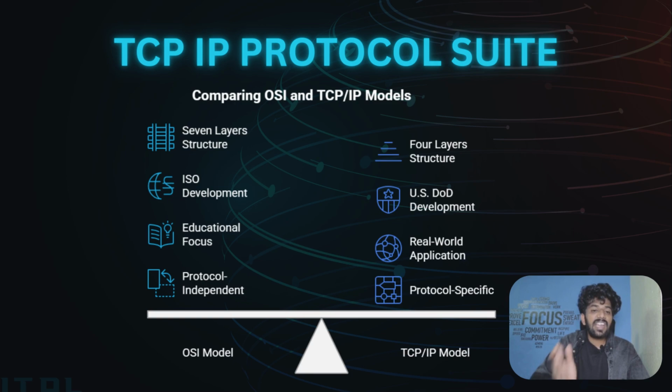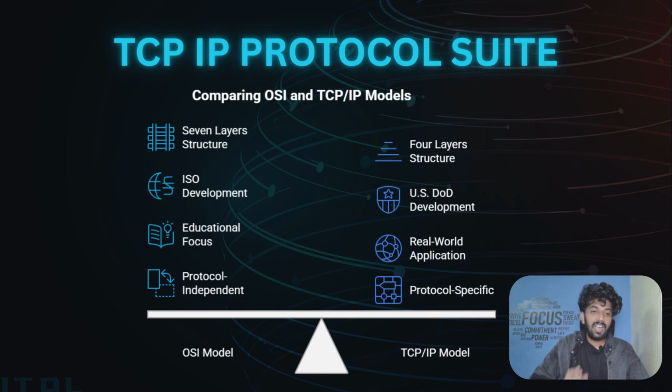The OSI model was developed by the International Organization for Standardization. It was designed to help understand how communication happens between 2 systems. TCP/IP, on the other hand, was developed by the US Department of Defense to build a robust and practical network. Whatever we see happening on the internet happens because of the TCP/IP protocol suite.